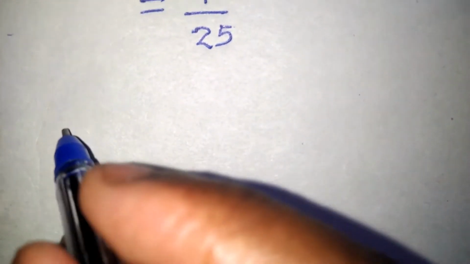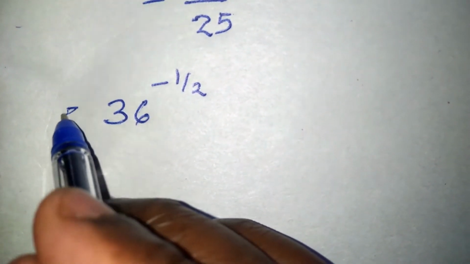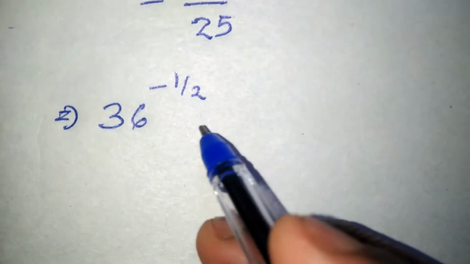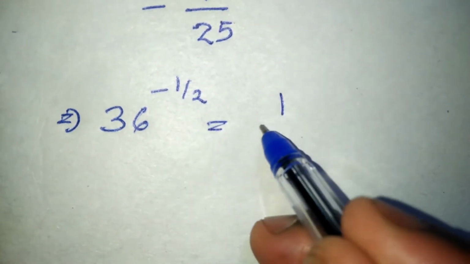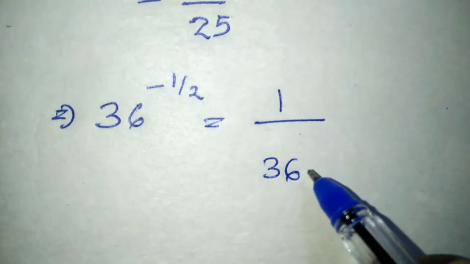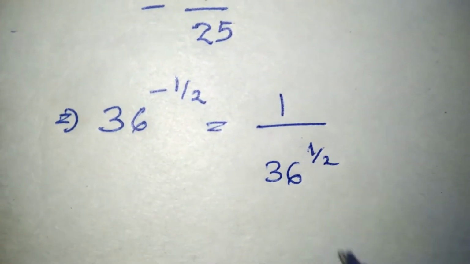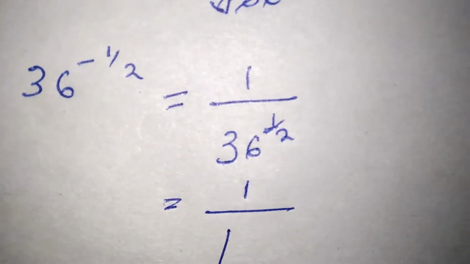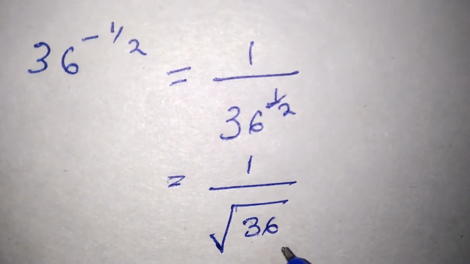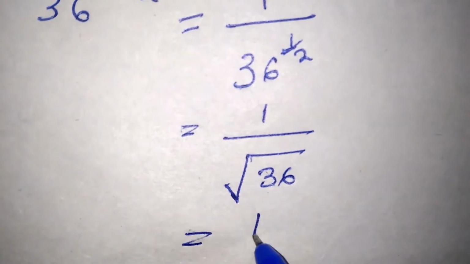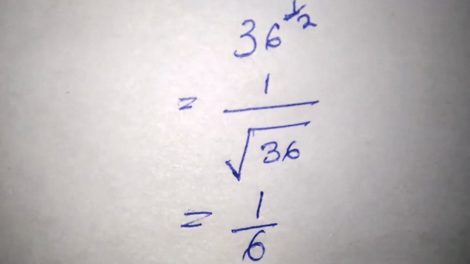Another problem, 36 raised to negative a half. This one, we first follow the reciprocal law of indices, and this gives us 1 over 36 raised to a half. But we know that is the same as 1 over the square root of 36, which is simply 1 over 6.